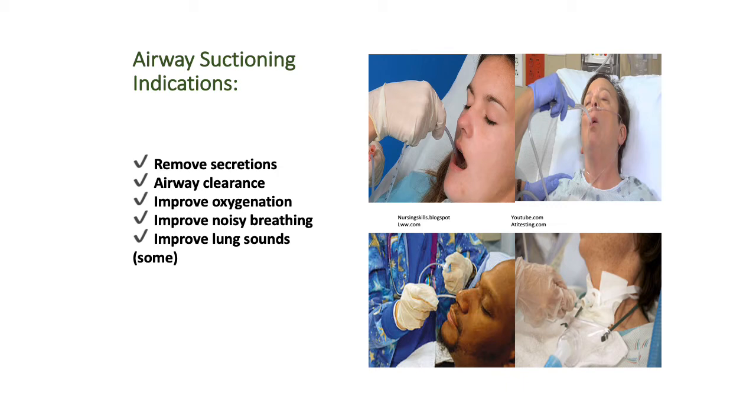And this slide contains images of patients having different parts of the airway suctioned. You have oropharyngeal suctioning in the first picture, the top, and then there's nasopharyngeal suctioning, and then tracheostomy tube suctioning on the bottom.